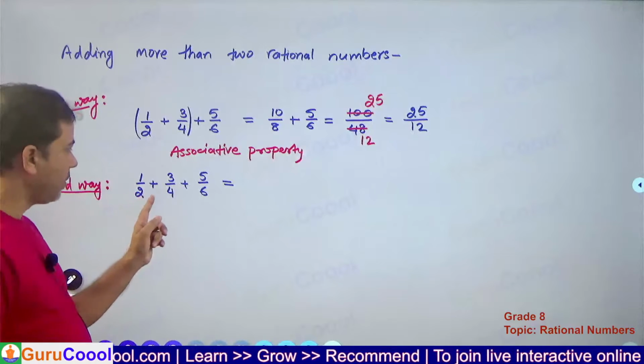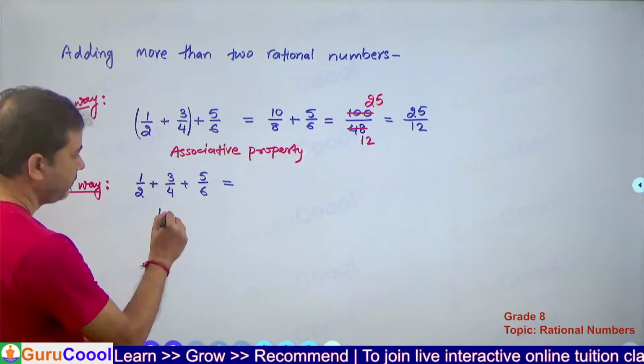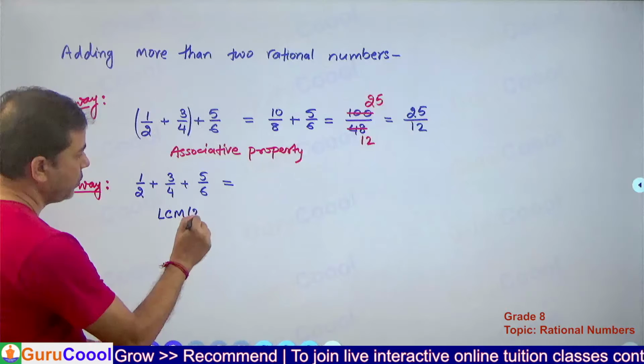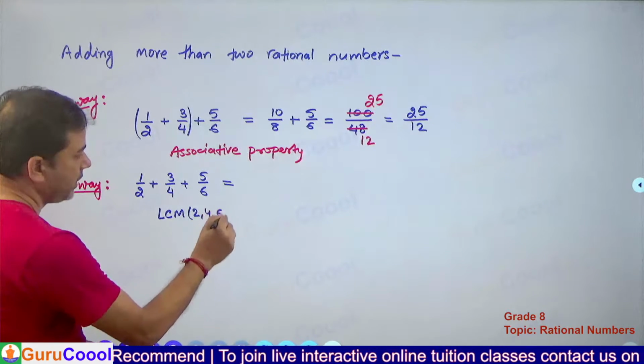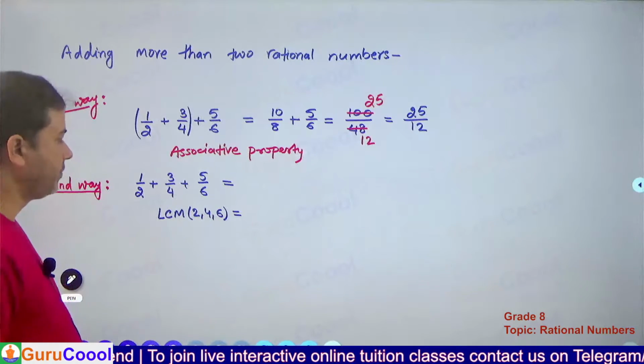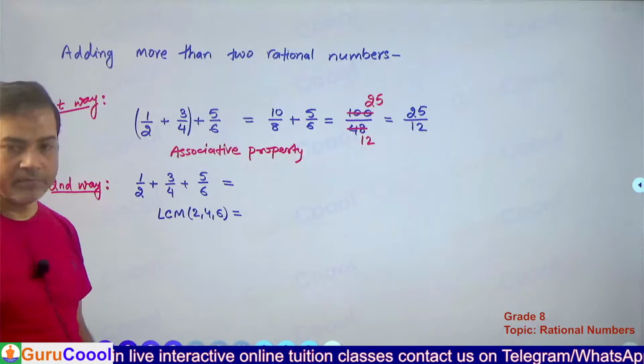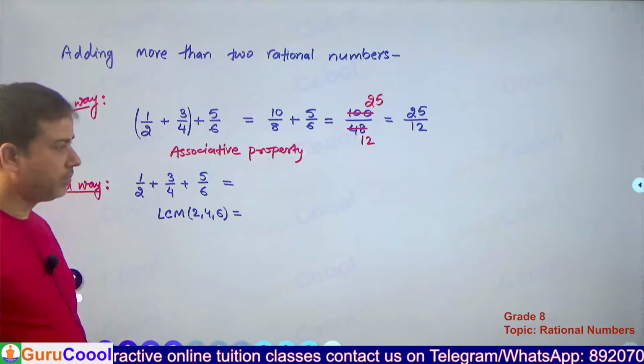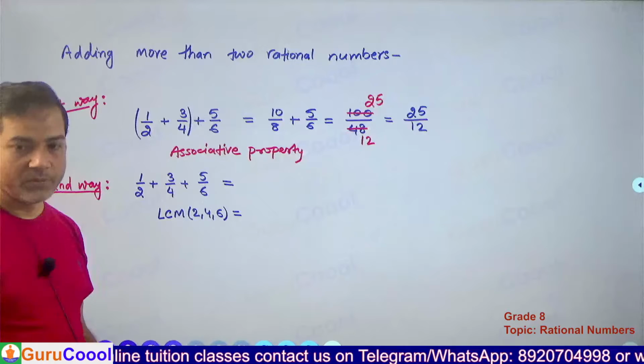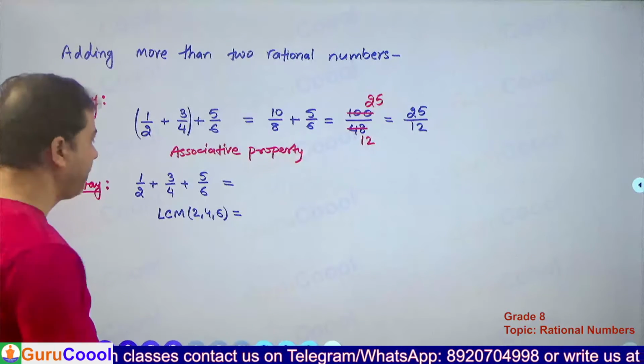Take the LCM of these 3. LCM of 2, 4, 6. What is that? What is the LCM? 12. 12, right.